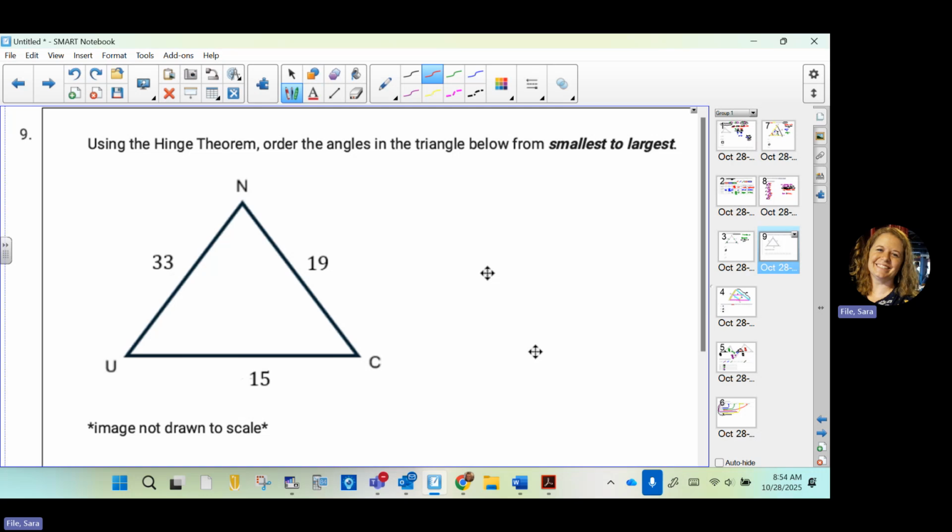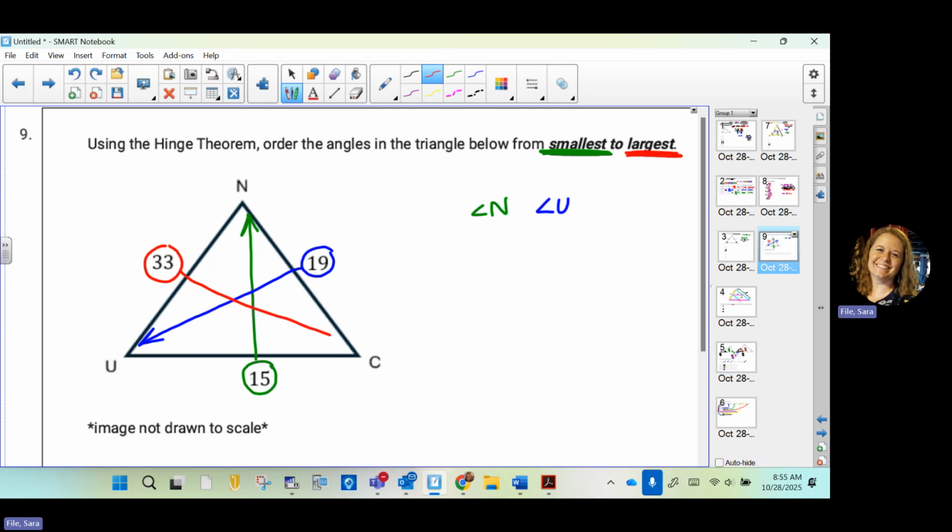So when they ask us to order, we first of all need to read carefully, smallest to largest. So what is the smallest side here? 15. What angle is it across from? N. So angle N is the smallest angle. Now I'm going to go to the middle. What's the middle side length? 19. And it's across from angle U. So angle U is in the middle. And then 33 is the longest side, and it's across from angle C. So angle C is the largest angle. So there's my angles ordered from smallest to largest. Good? And I think yours was like a drop-down menu you had to select.